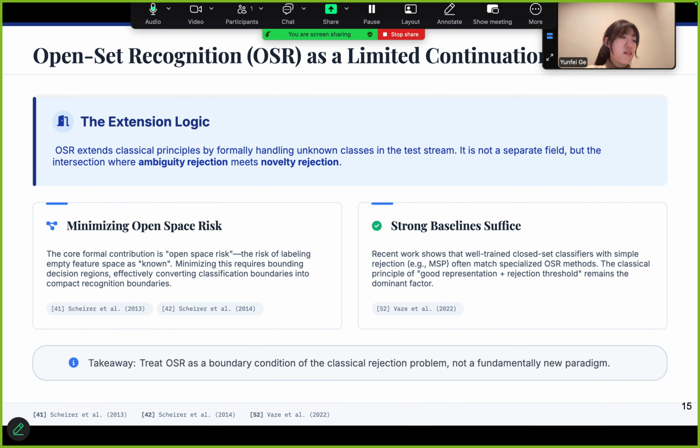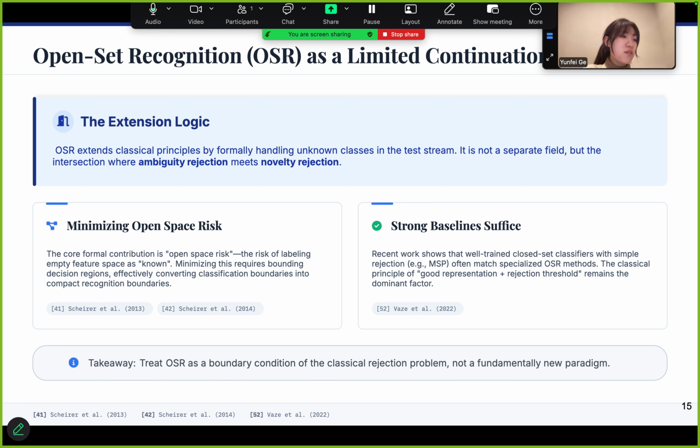Open set recognition, or OSR, extends the classical framework to settings where unknown classes appear at test time. The key formal contribution is the concept of open space risk: the risk of assigning a non-class label to empty feature space, regions never near a training point. Minimizing open space risk means compressing decision regions to be more compact around training data, converting classification boundaries into tighter recognition boundaries. That is conceptually the same thing as SVDD does.